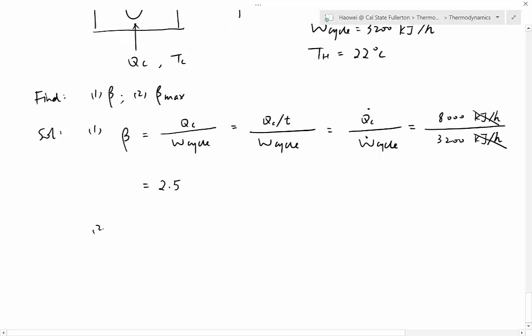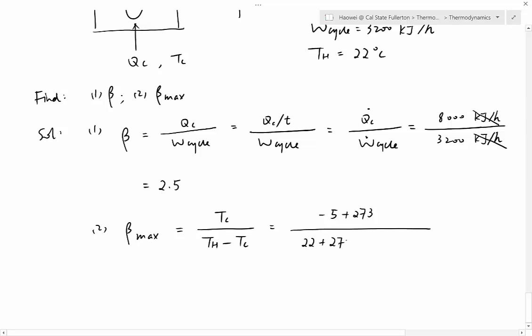That's part 1. And part 2 looks for the maximum coefficient of performance, beta max. The equation we derived was Tc over Th minus Tc. We plug in the temperatures. Like we said before, when you plug in temperatures, always make sure you use Kelvin. Tc is -5 Celsius plus 273 to convert it to Kelvin, and then do the same thing for Th. Solution for beta max is 9.9.